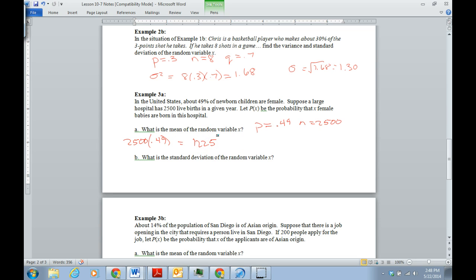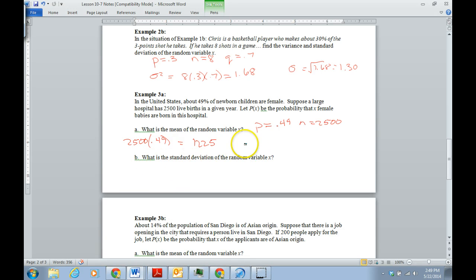Why do you think that this one would be considered a binomial distribution? Boy or girl? Yeah, it's only two choices. So in a sense, it's a pass-fail type thing.